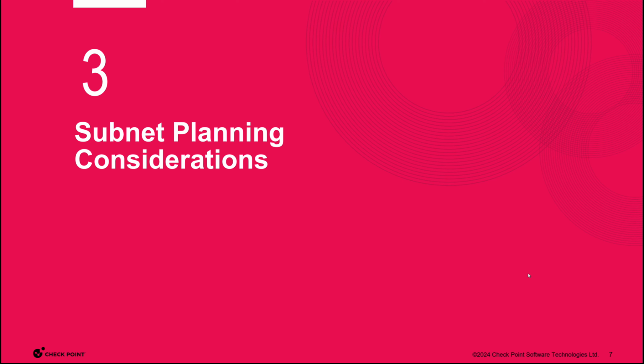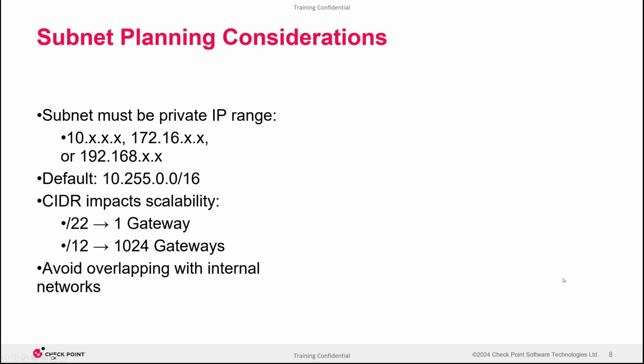Subnet planning is critical for scalability, and we should avoid IP conflicts. Harmony SASE supports private IP ranges like 10.172.16. and 192.168. Your CIDR choice always impacts scalability. For example, /22 allows only one gateway, while a /12 supports up to 1024 gateways. Always avoid overlapping with your internal networks.